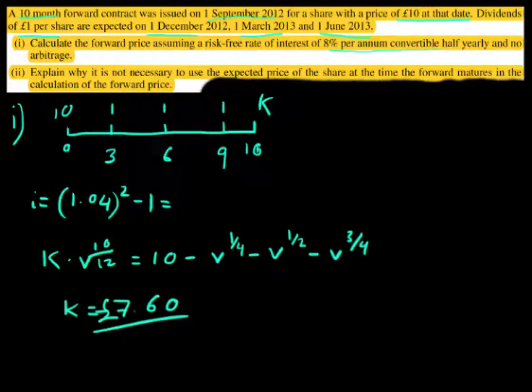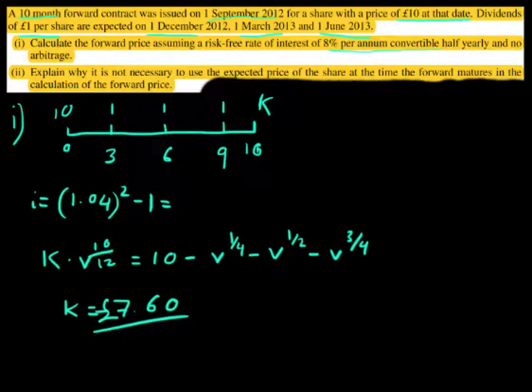Then it says, explain why it is not necessary to use the expected price of the share at the time the forward matures in the calculation of the forward price. So why aren't we going to use what we think the share price is going to be in the future? Well, all we're really doing is still buying the share. We're just paying the money in the future. We're just changing the amount we're going to be paying, because we're going to be losing this amount of value that we're not getting.